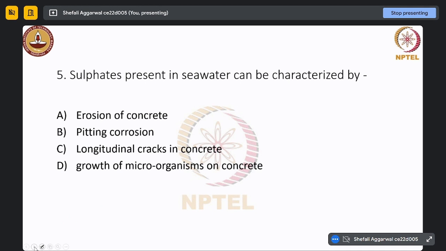Next question. Sulfate present in seawater can be characterized by... if there are sulfates in the seawater, if we see the concrete surface, how can we identify that there are sulfates present? It will cause erosion of concrete. It will cause pitting corrosion. It will cause longitudinal cracks in concrete, or there will be a growth of microorganisms on the concrete. From the visual inspection, how can you identify that there are sulfates present in the seawater?